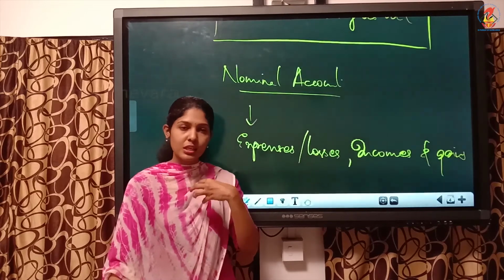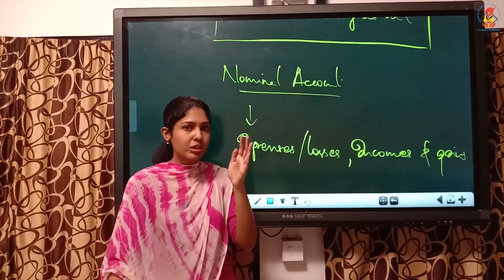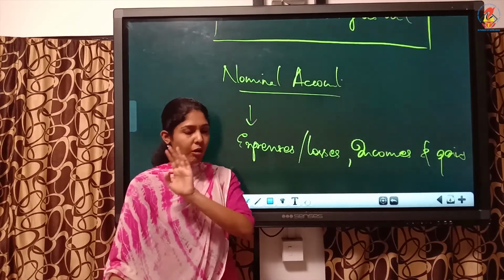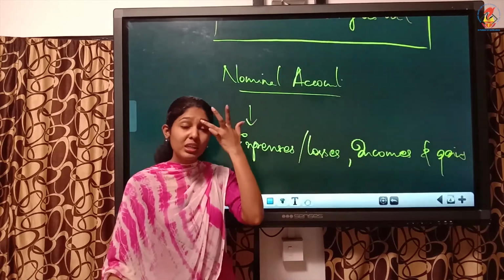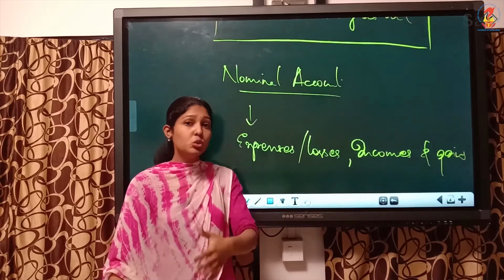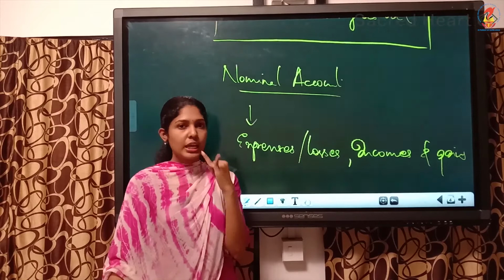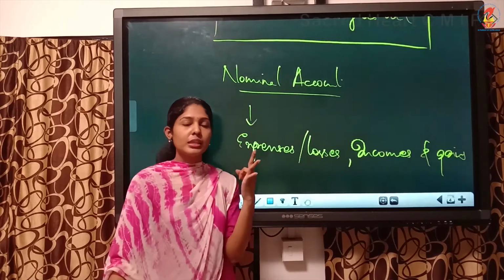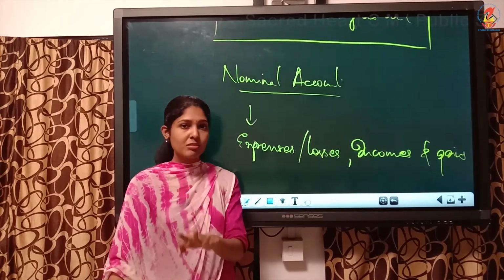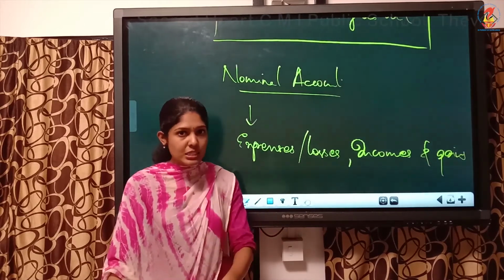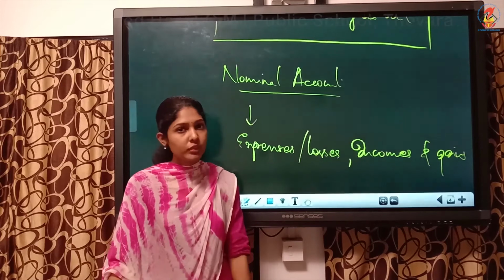Commission received. Salary you can't receive from a firm's point of view. Always think from firm's point of view. From firm's point of view, you cannot receive salary because you are paying to employees. So commission you can, commission received, interest received, then bank interest also you can specify there, bank interest received. So any income that you received can be income.